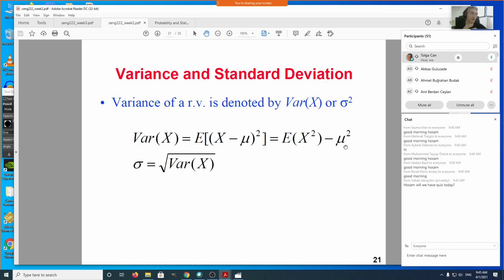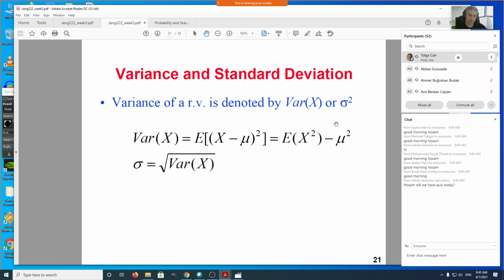For example, every time you perform an experiment, you get the same thing. There's no randomness about it. That's when the variance is going to be equal to 0. And as you can see, the variance 0 means that these two are equal to each other. So if the variance is non-zero, this expected value of x squared is always going to be something different than mu squared. This is just a side note of what we have done last time.